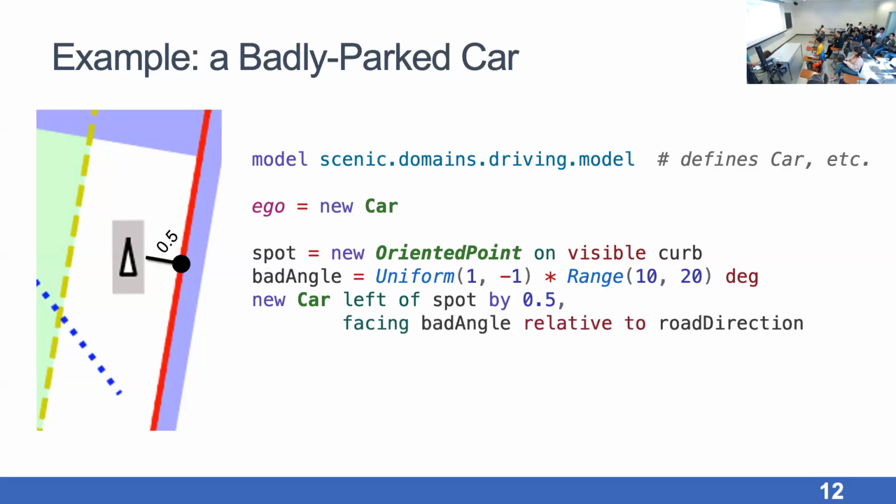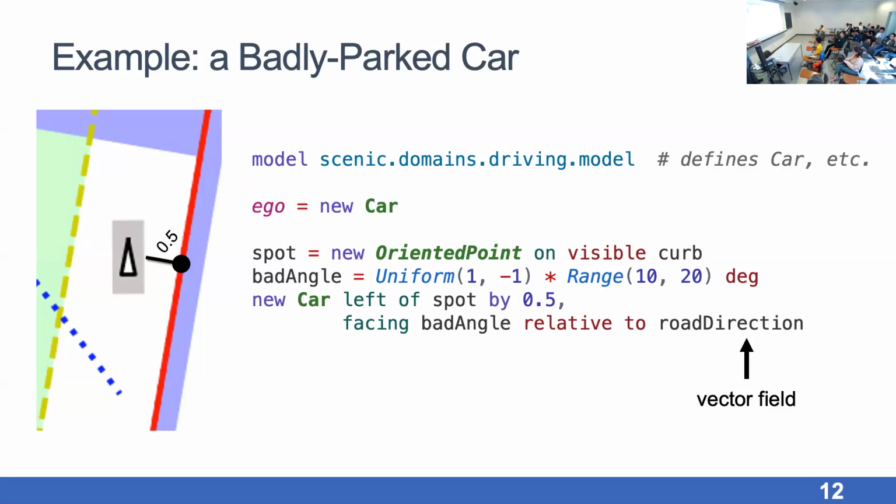Okay. So now to specify how this car is oriented, I'm using another specifier, facing. So the facing specifier just takes an orientation and aligns the object to that orientation. So here the orientation we're using, I'm building up in a couple of steps. So we're starting from this road direction thing, which is another object defined in the driving model here. This is an instance of a primitive Scenic data type called a vector field.